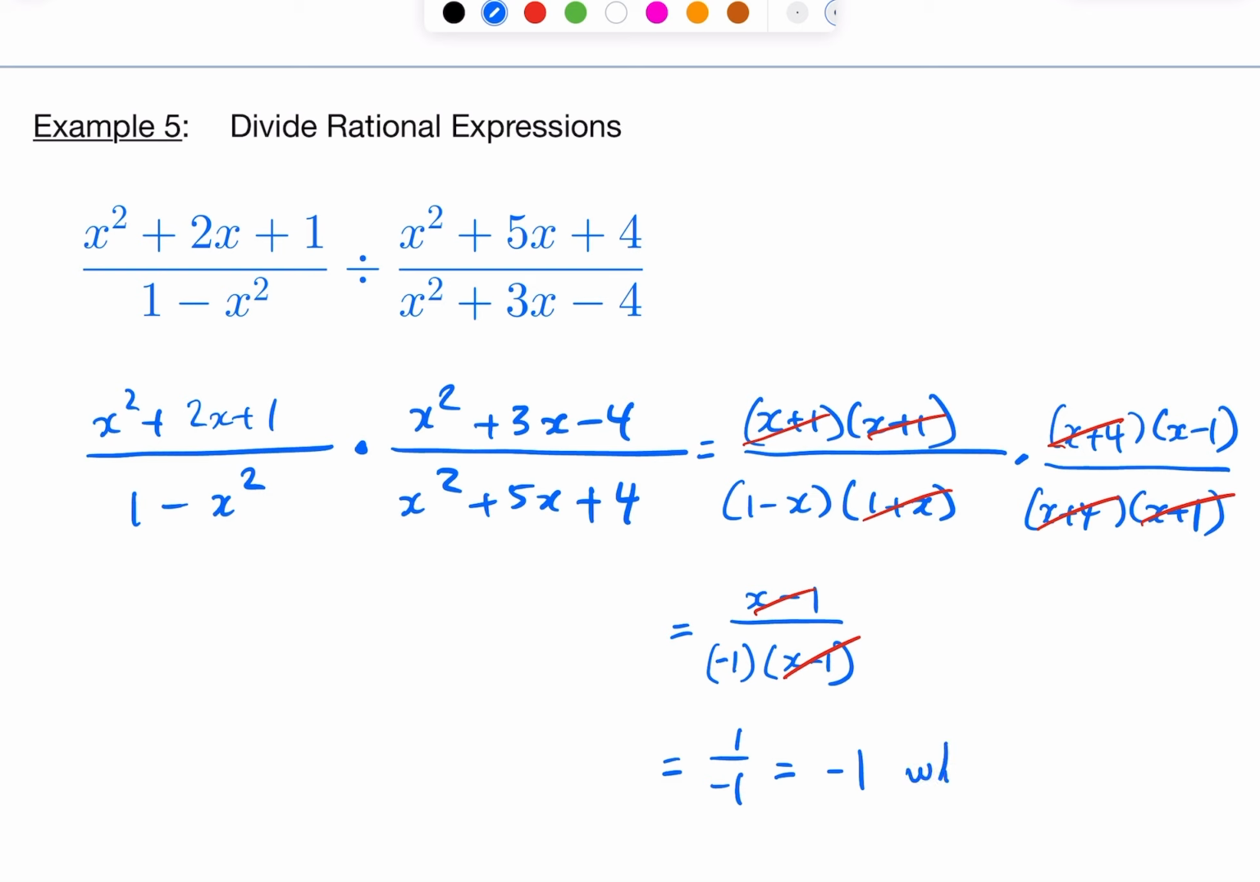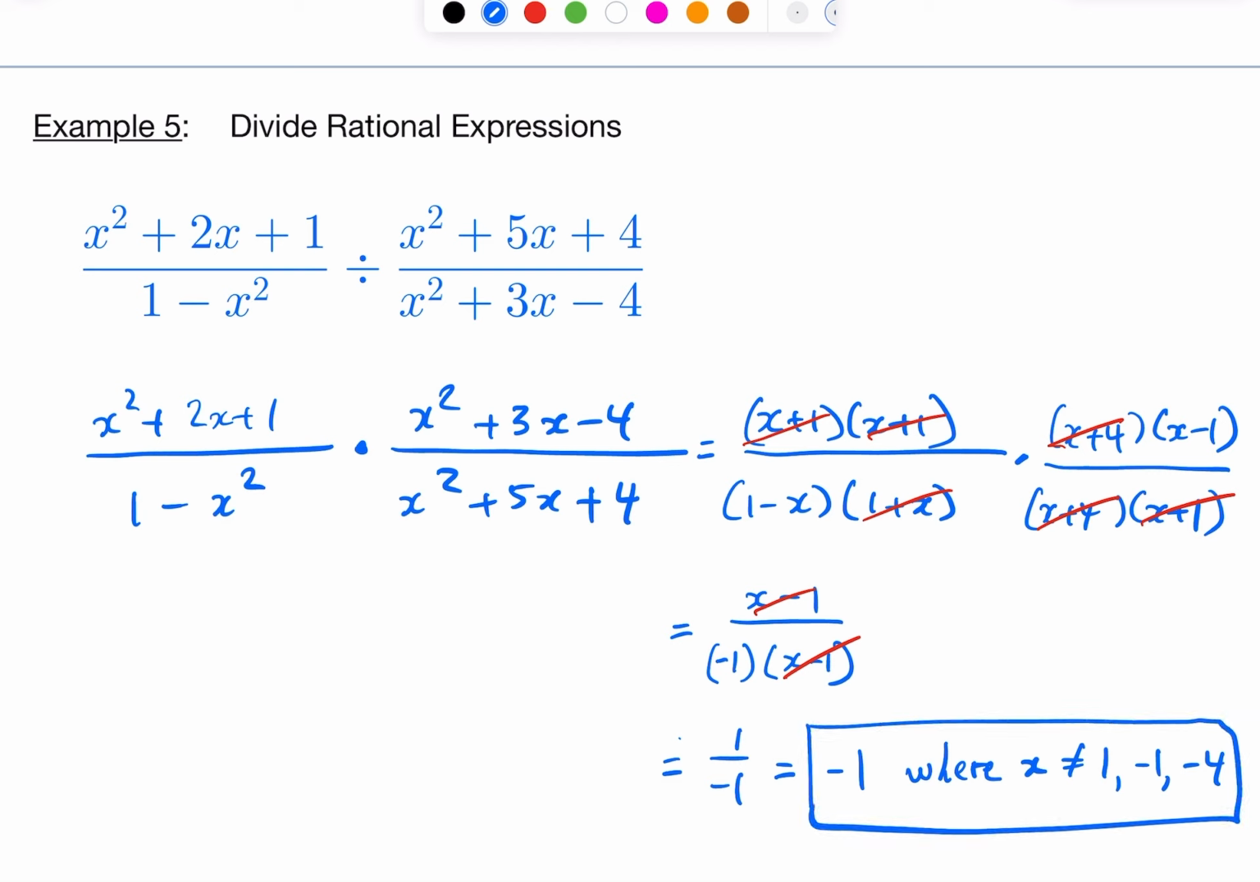And then we just have to specify our domain where x does not equal 1, -1, or -4. Okay? So hopefully this makes sense. I know I went fairly quickly when it comes to factoring, but by this point, factoring should become more second nature. If any of this was confusing, or you just need to go through this again, please go back to the beginning of the recording and listen to it again.